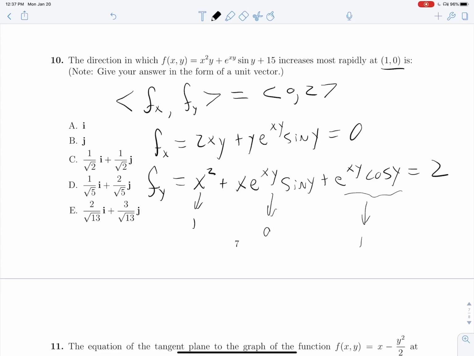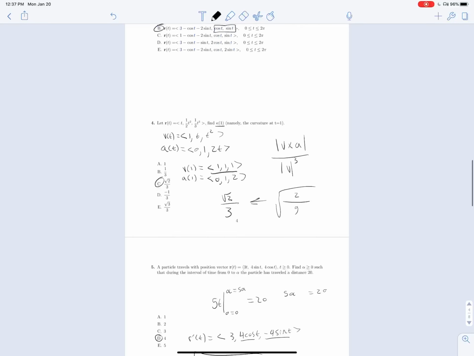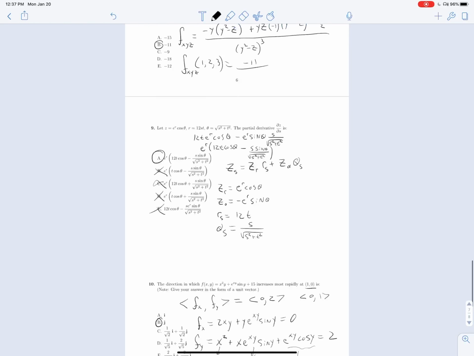and they could have been very sneaky and put that in as an answer choice, but they want things in terms of a unit vector. And the unit vector of 0, 2, drum roll please, is 0, 1. And expressing this in the ijk terms that they want, that's just j. So 10 is B. There we go.